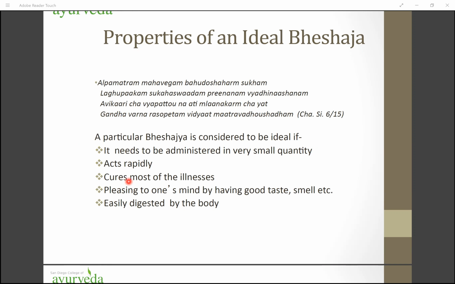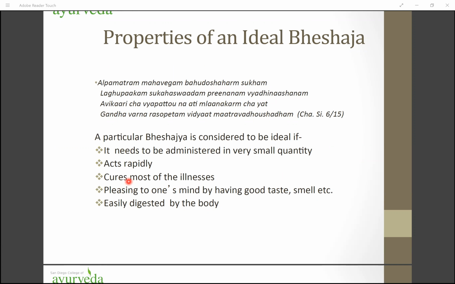For instance, if you have a disease where all the three doshas are involved, your medicine should be such that it will help cure all the three doshas and balance them out, and thus cure you of the illness and make sure that you feel well.